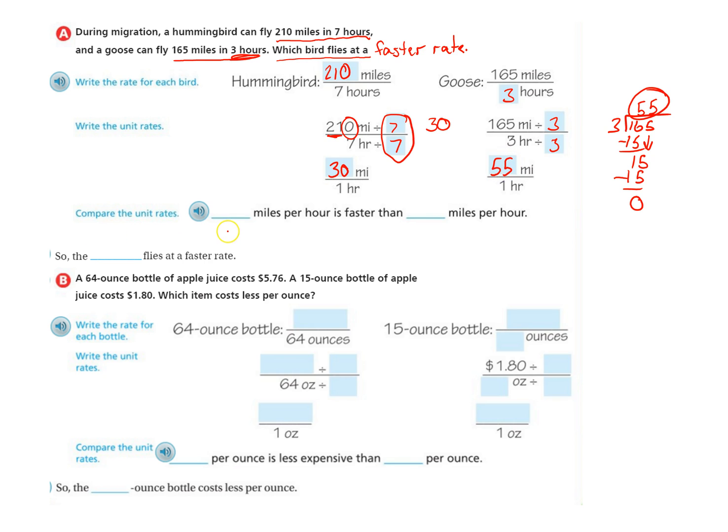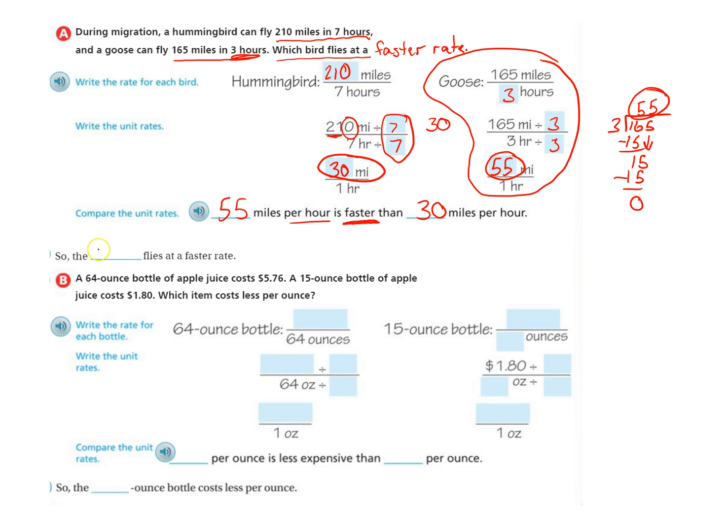Okay, so compare the rates. 55 miles per hour is faster than 30 miles per hour. So the goose was 55 miles per hour, the hummingbird was 30 miles per hour. So the goose, this is the goose's information. The goose flies at a faster rate, which is probably not what you would think. You would think maybe a hummingbird, they seem so fast, but really the goose can travel further, faster.